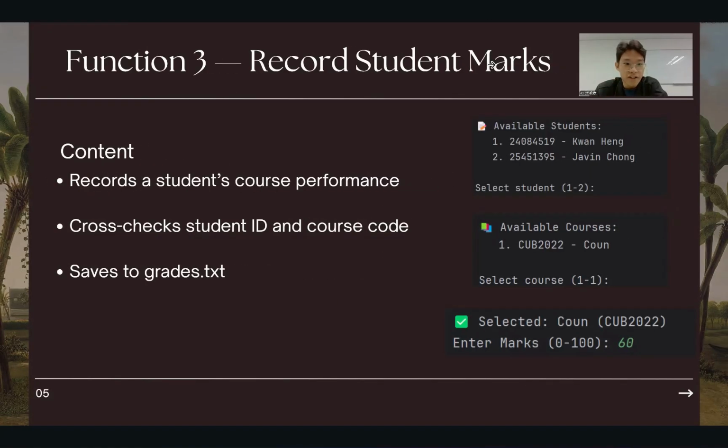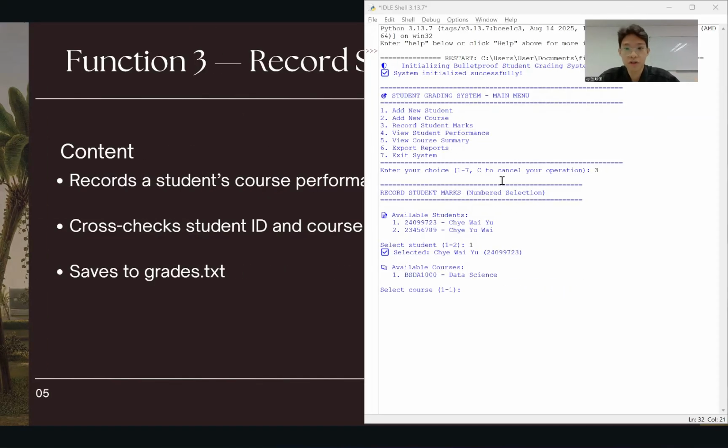Okay, next is function 3, record student marks. This function records a student's course performance, cross-checks the student ID and course code, and then saves the grade from a number to an alphabet A, B, C, D into the text. Okay, next we will proceed to the code.